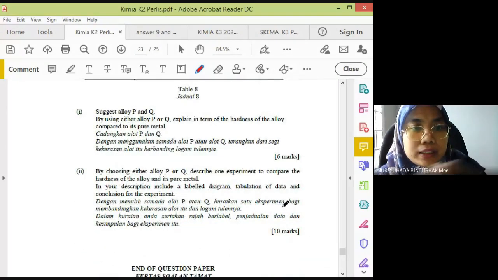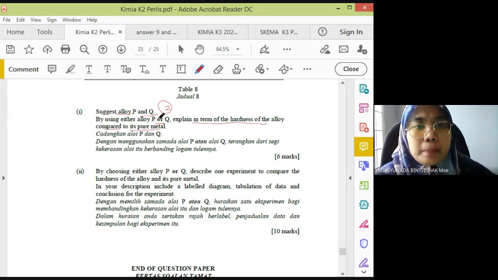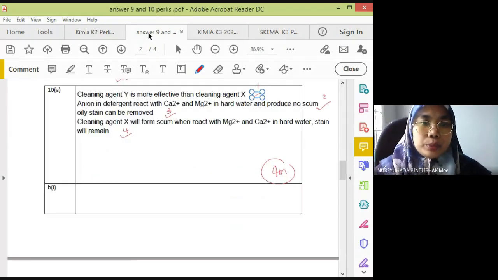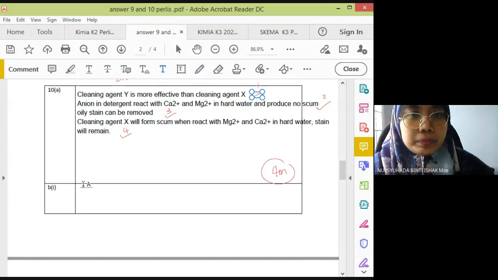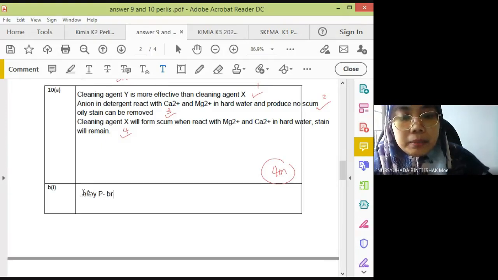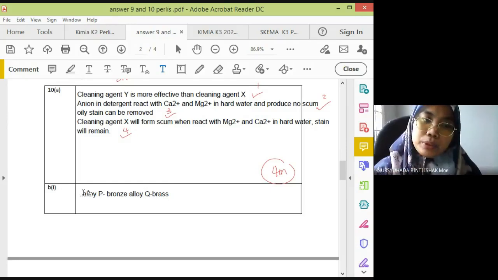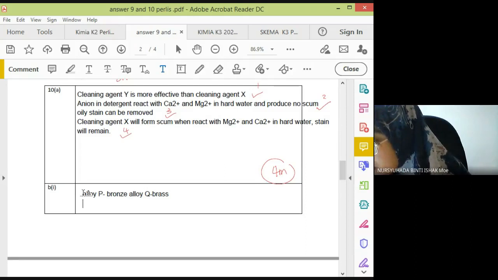Okay, now they ask you to suggest, 2 markah, to suggest alloy P, alloy Q. And then by using P or Q, explain in terms of hardness of the alloy compared to its pure metal. So 2 markah untuk alloy P and Q. So alloy P, bronze. Alloy Q is brass. Okay, di sini 2 markah, and then kita ceritalah dari segi hardness dia dengan pure metal. Okay, point yang pertama.